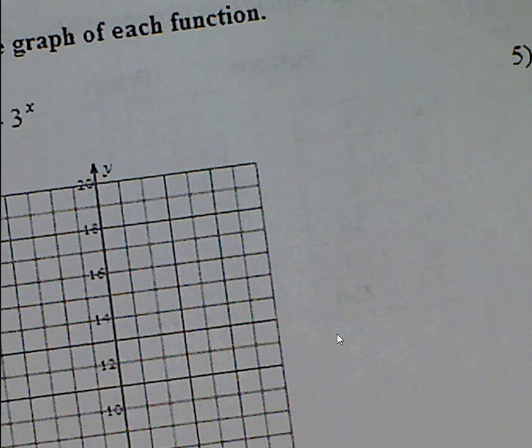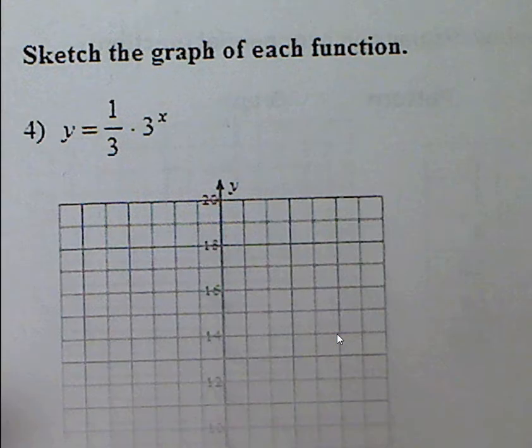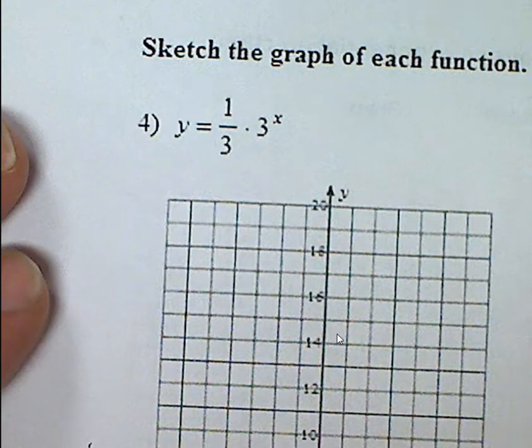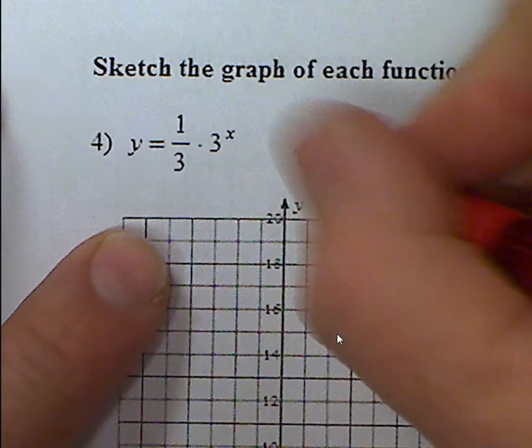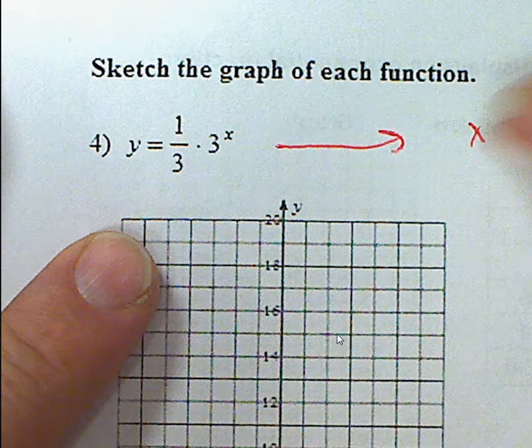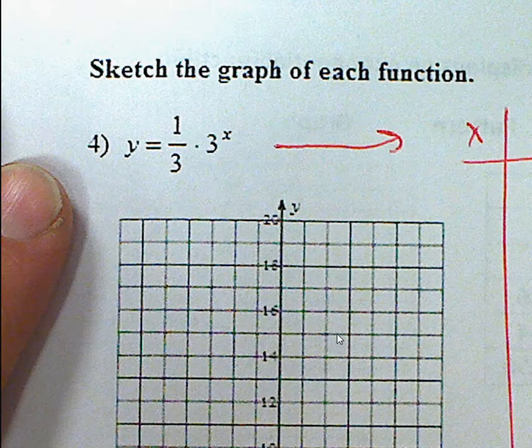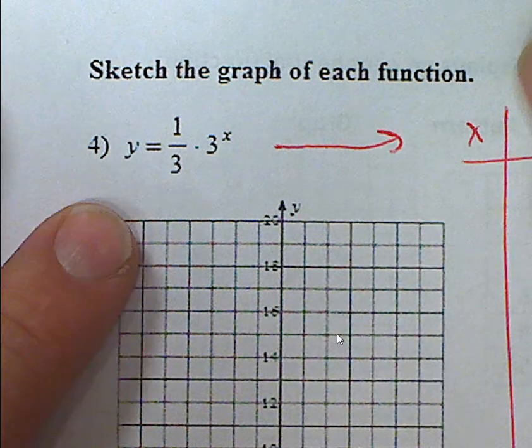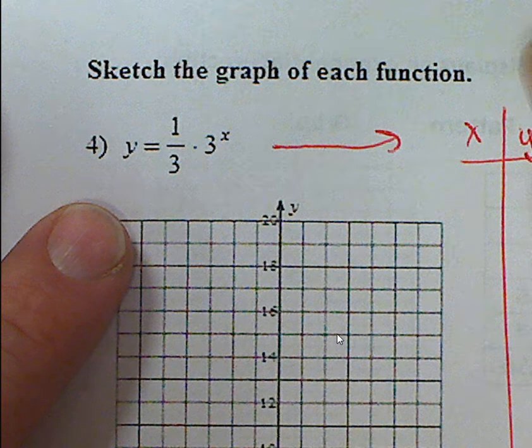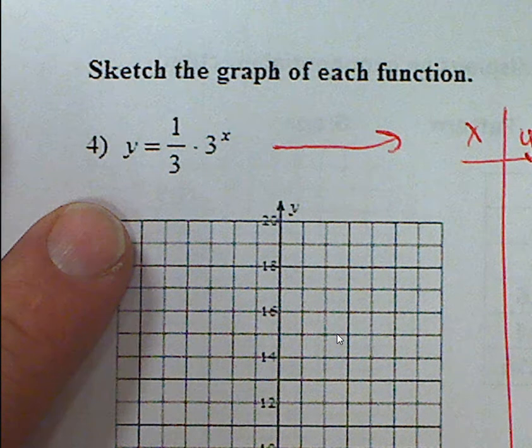Okay. We are on 7.5, part 2. So I just taught you guys how to do this. So we have to create a table. And what I'm going to go ahead and do, so I got y equals 1/3 times 3 to the x.